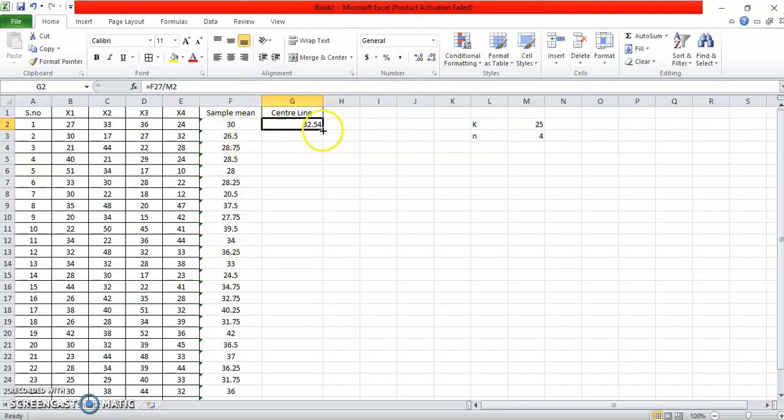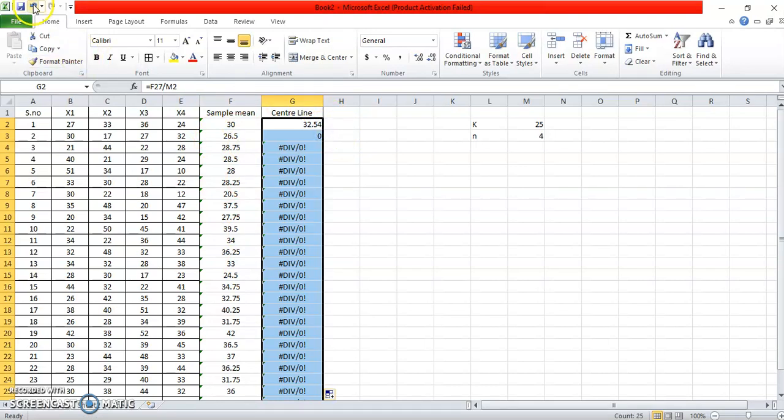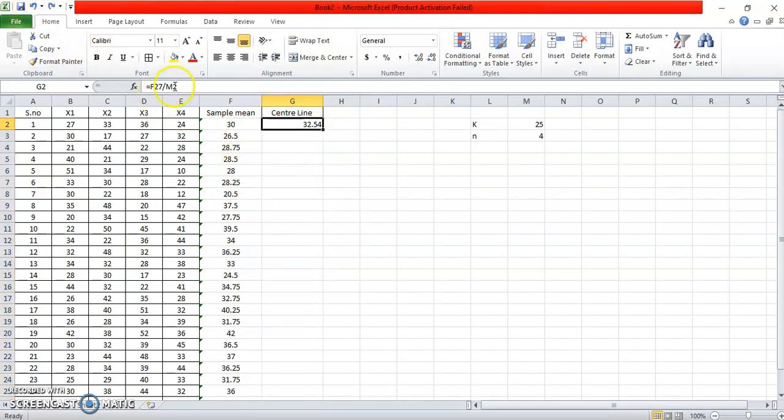So what we have to do here, to make the formula correct for all the data, is put a dollar sign. You have to remember this. You can't miss putting the dollar sign, because with the help of this we are going to have central line values for all the data points.